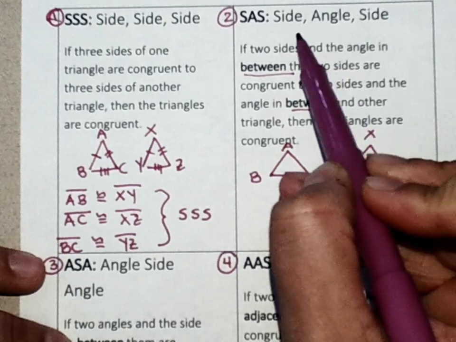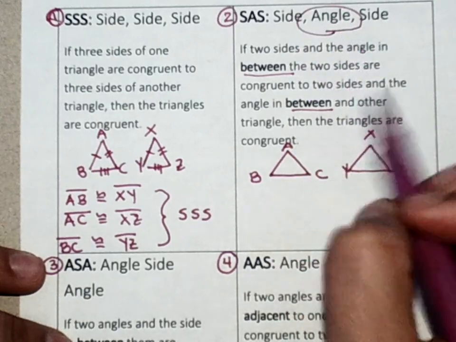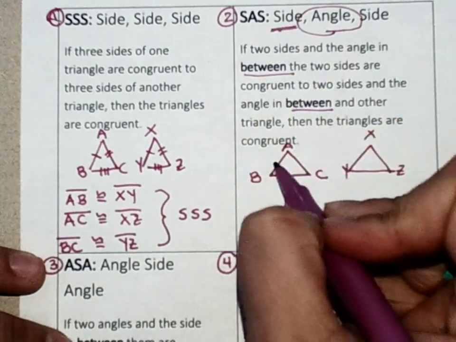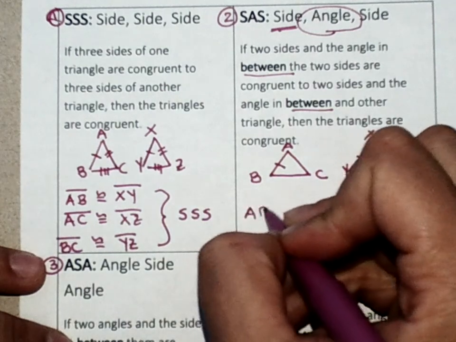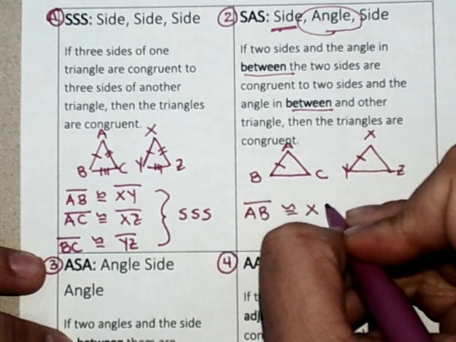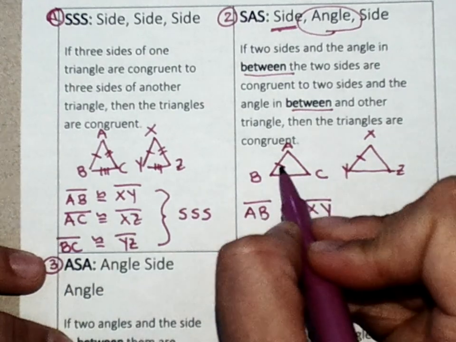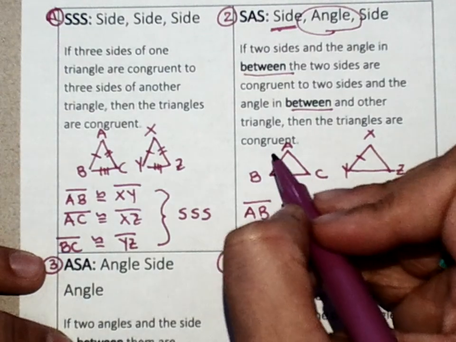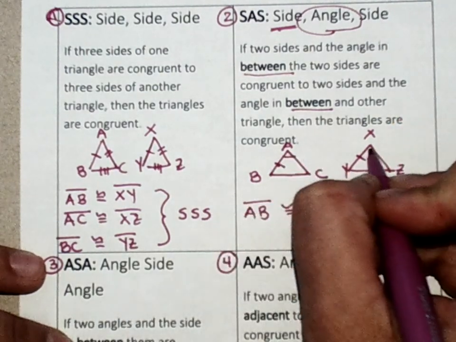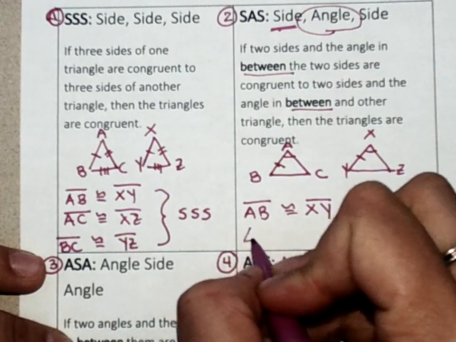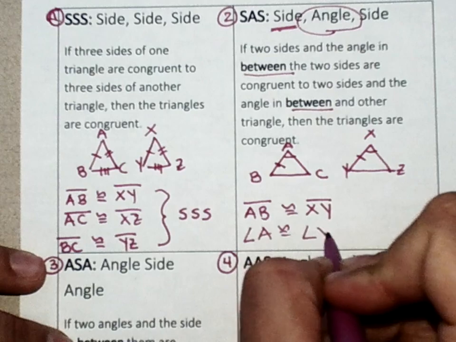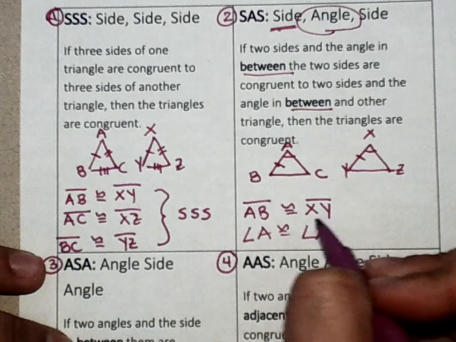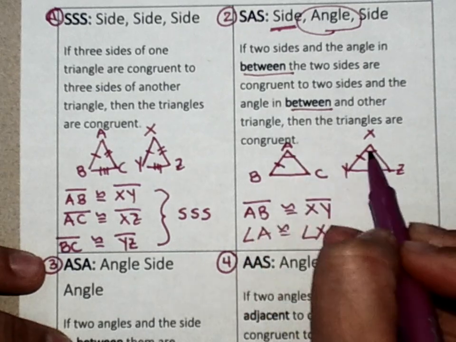The important part is positioning the angle in between them, or in between the two sides. So I'll show you what I mean. Let's say again that for side, AB is congruent to XY. So this side is congruent to this side. And then we'll say that angle A is congruent to angle X. This means that the next side that needs to be congruent has to sandwich the angles.